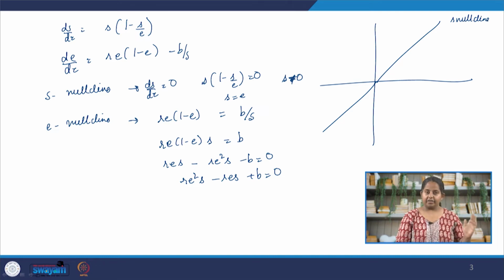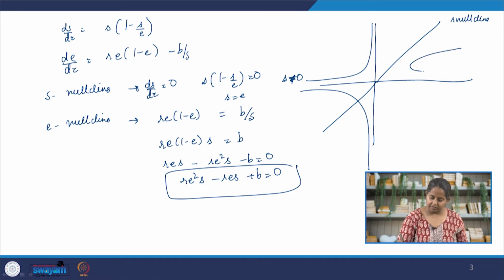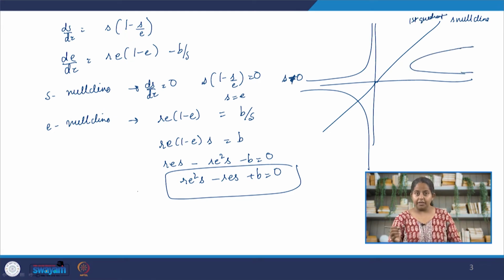And then our E null line is very interesting, and it looks like this in the second quadrant. In the third quadrant it looks like this. And in the first quadrant, where it is relevant because both S and E are positive, it looks like this. So what we notice is that when B is sufficiently large, this curve here moves to the right. And when B is sufficiently small, this curve moves to the left.